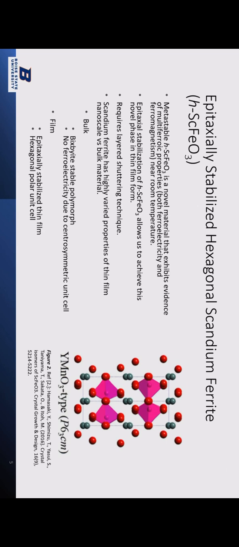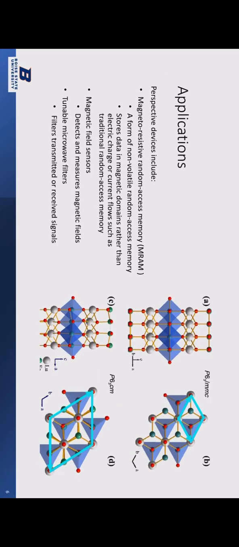So in bulk, it's a bixbyite stable polymorph where we don't have any ferroelectric behavior because it's a centrosymmetric unit cell. And as a thin film, with this epitaxy stabilized growth technique, we get a hexagonal polar unit cell. And the reason we're interested in it is some of the applications that could be realized if successful. So one of those is magnetoresistive random access memory, or MRAM, where we could basically store information in magnetic domains rather than a current flow or an electric charge. Magnetic field sensors, and tunable microwave filters. And again, this is just an illustration of what our material looks like in the P63cm phase.